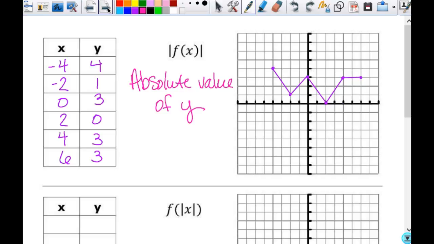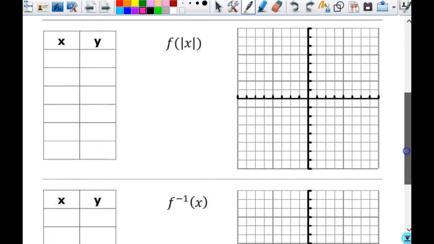Okay, good. So now let's look at this next one. Here, what changes? The x, okay? And the y does not. So let's just rewrite our original y's, which was 4, 1, 3, 0, negative 3, and negative 3. Oh, no. That's not going to work out that way, is it?